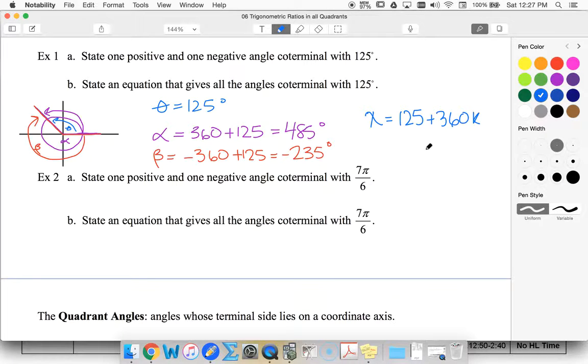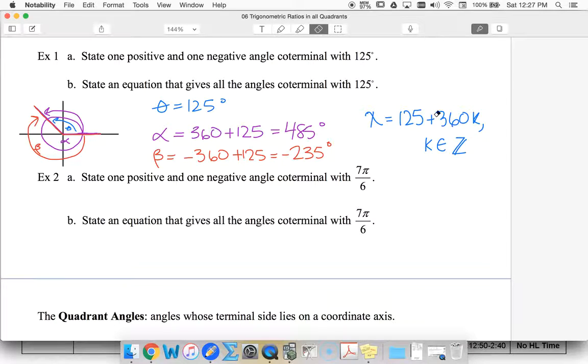And here my k has to be an integer. And it could be positive or negative, so I'm not going to put a symbol. I'm just going to leave it as integers.